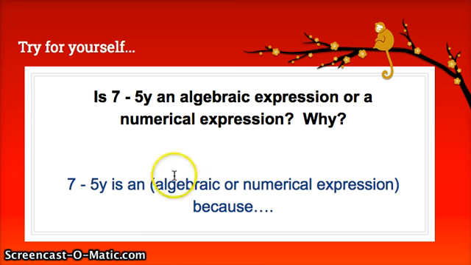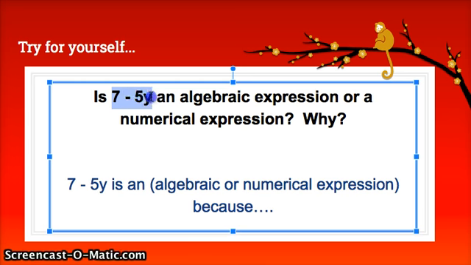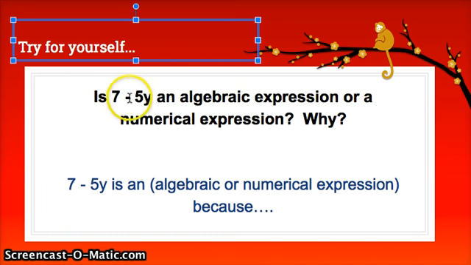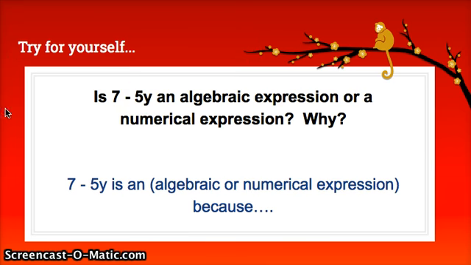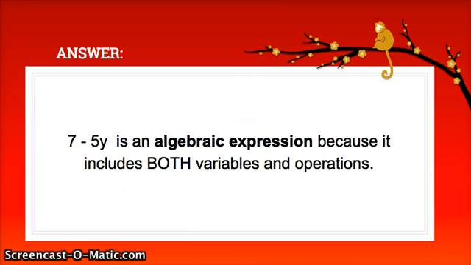So, for example, this first one here, the expression is 7 minus 5 times y. If I look at this, it has numbers, it has an operation, times, and it has a variable. So since it has a variable, I would say that 7 minus 5y is an algebraic expression because it includes both variables and operations. Make sure to write this down on your paper.